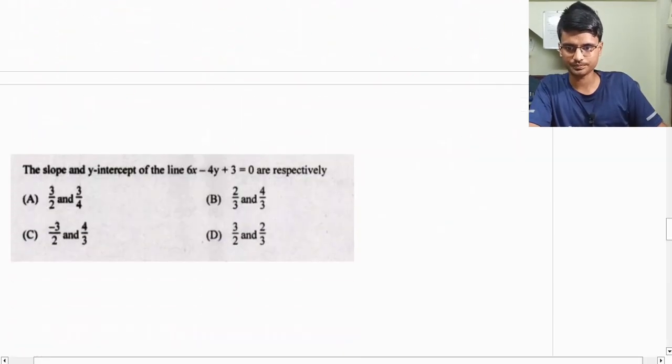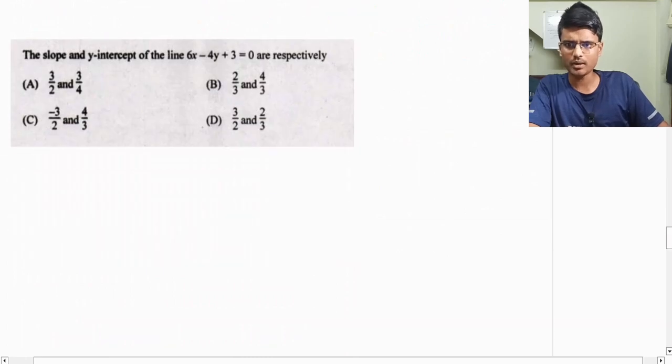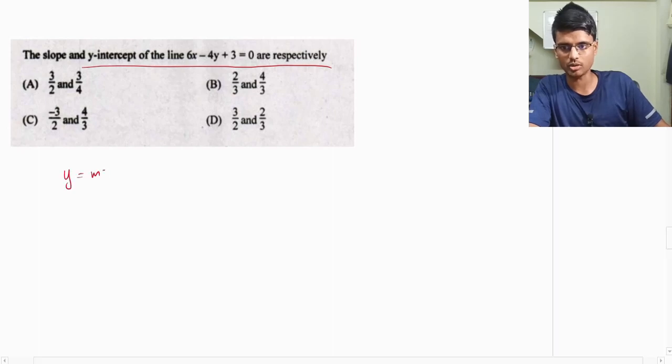Moving on, the slope and y-intercept of the line are respectively. So I'll try to convert this into y equal to mx plus c form. Okay, so look, 6x minus 4y plus 3 equal to 0.